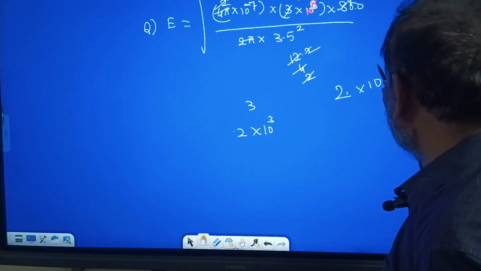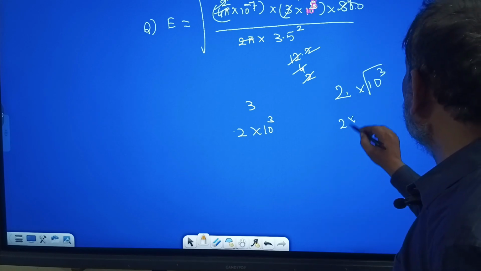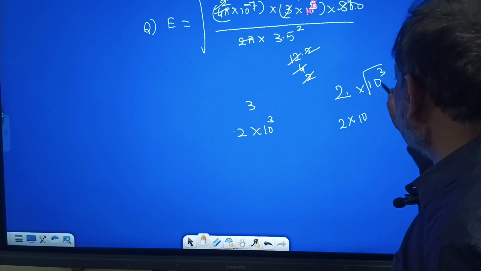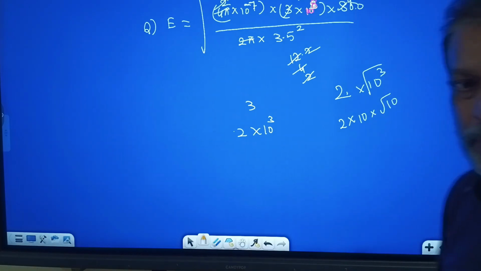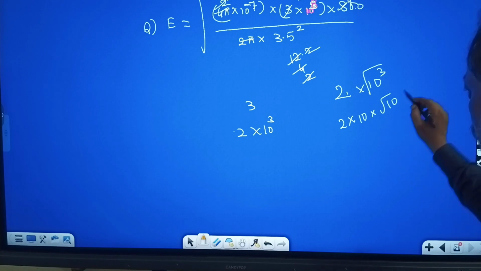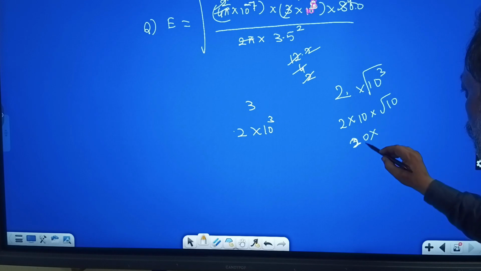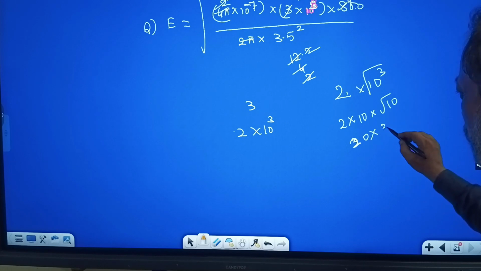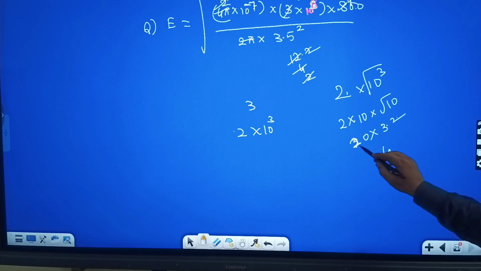Okay, listen. Now it becomes 2 into that. I can say 10 square is 10 into root 10. Root 10 is equal to how much? 3.2. So now if you do the calculation, this becomes 20 into root 10. Root 10 is equal to how much? 3.2, already said it. Now 2 2s are 4, 2 3s are 6.